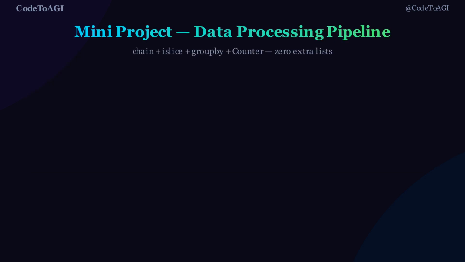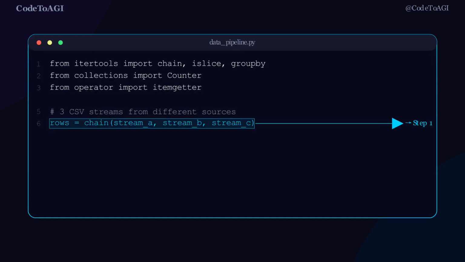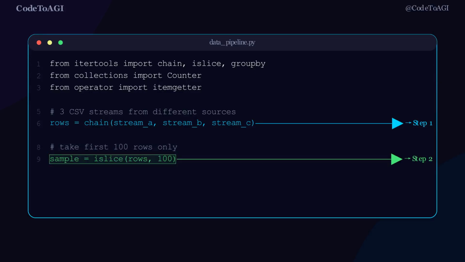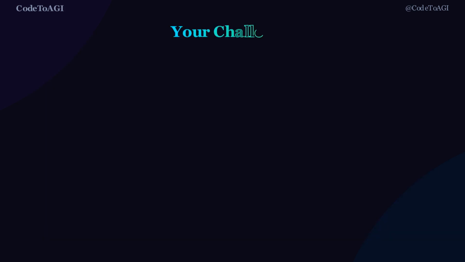Mini project, a data processing pipeline. 3 CSV files from different sources. Step 1, chain them into one stream. Step 2, islice the first 100 rows. Step 3, sort then groupby category. Step 4, count each group with Counter. 1 pipeline for itertools tools. 0 extra lists.